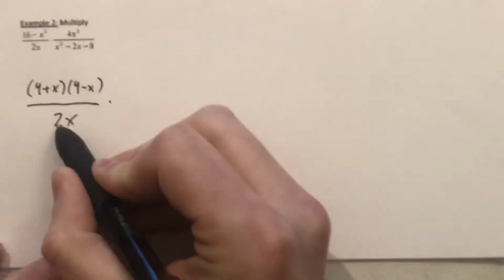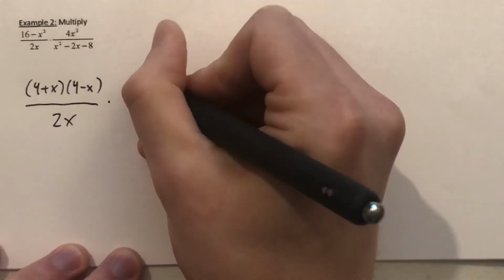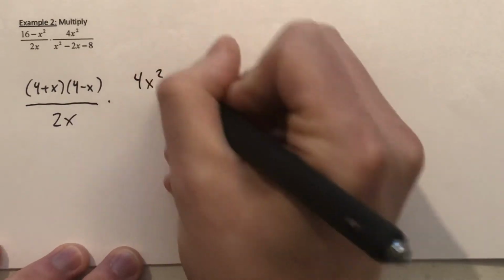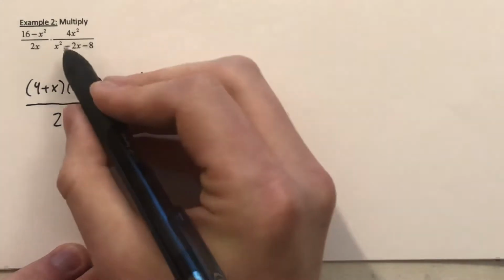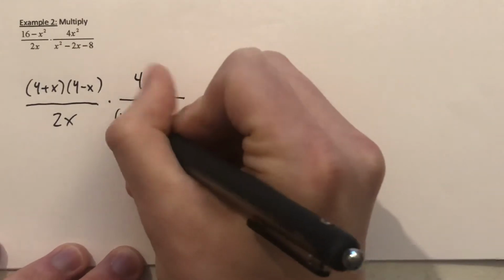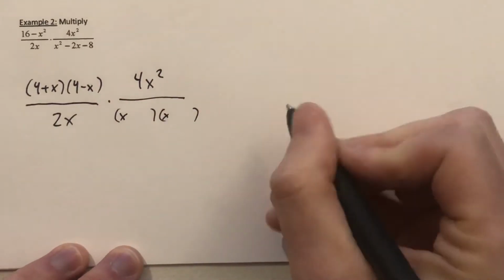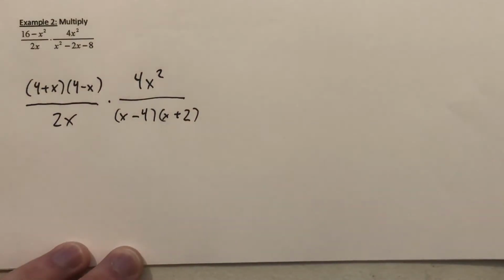It's a single term that doesn't factor, although notice 2x does mean 2 times x. Just make sure we keep that in mind. Same with 4x squared. Doesn't factor, but we have the factor of 4 and the factor of x squared. And then this is another easy case, trinomial, where we want numbers that multiply to negative 4 and add to negative 2. So that would be a negative 4 and a positive 2.